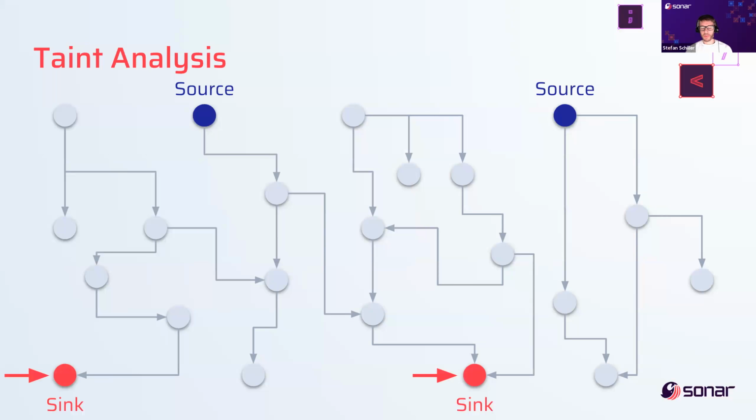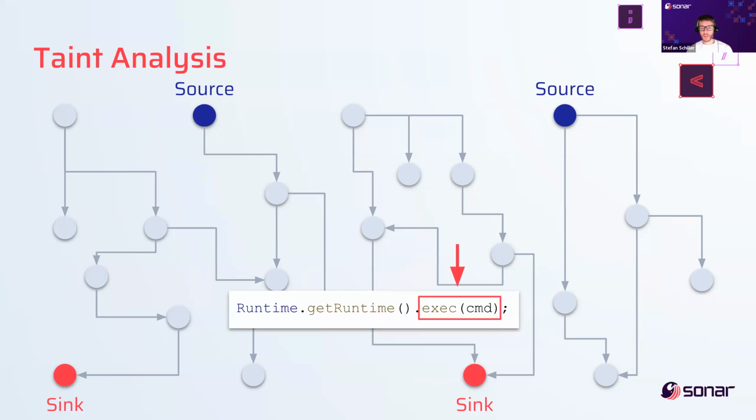On the bottom, we have dangerous things. These are functions or methods which are known to be security relevant. So if you, for example, pass some attacker-controlled string to the Runtime exec method, an attacker could run an arbitrary operating system command, which is definitely a severe security vulnerability.